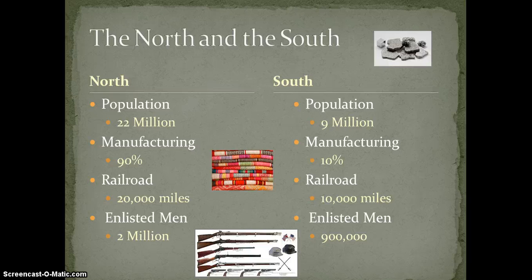The North also had twice as many railroad miles, with 20,000 miles compared to the South's 10,000 miles. The railroad allowed the North to travel faster and move more things compared to the South. It also goes along with the population, with the North having 2 million enlisted men compared to the South's 900,000. So that was just a brief comparison of the North and the South.